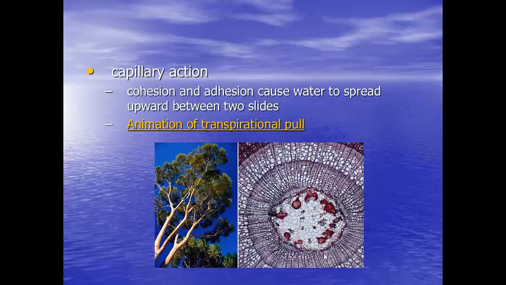Capillary action is caused when water evaporates off of the surface of an object. Since all those water molecules are stuck to each other, and since all the water molecules are stuck to the surface of the object, as water evaporates off of the top of the object, all the rest of the water is going to be pulled upward as a result. This leads to transpirational pull within plants.